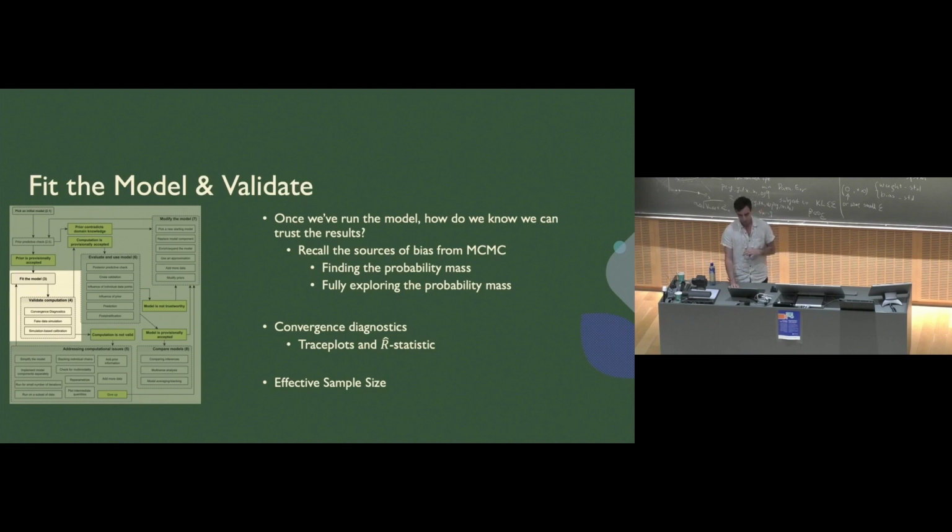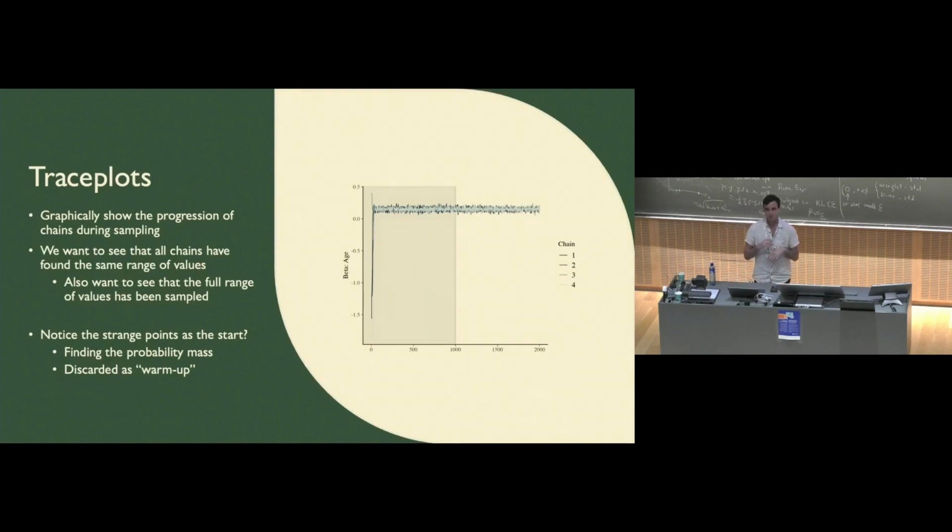So what do our trace plots look like? Really, this is just a graphical depiction of where our Markov chains have gone in the parameter space throughout our sampling. Ideally, we want to see that all of the chains have found the same place and they've explored it the same way. They've reached the same range of values. You can see at the start of the plots, we have this very strange behavior of these points being very far away from the rest of the chains. This is that initial stage of our Markov chains finding that probability mass. It also contains the adaptation process of the NUTS sampler as it's finding the right parameters to be used throughout sampling.